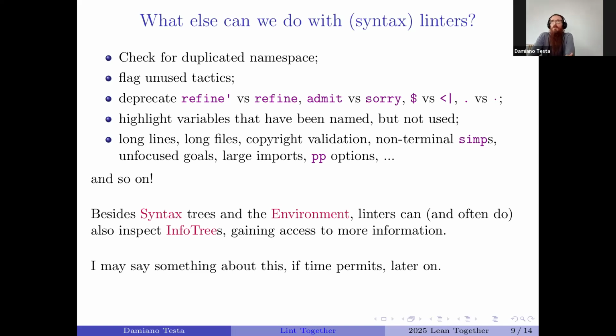At some point, people decided that they wanted to remove the refine prime tactic in favor of refine. So that's one situation where you could have grepped for refine prime, and maybe in this case you would have gotten very good hits. But a linter was helpful for this. People don't like to use admit instead of sorry, so there's a linter for that. People don't like to use a $ sign instead of the less-than vertical bar sign. There's a linter for that. The focusing dot is supposed to be typed with a center dot, not a dot. There's another linter for that.